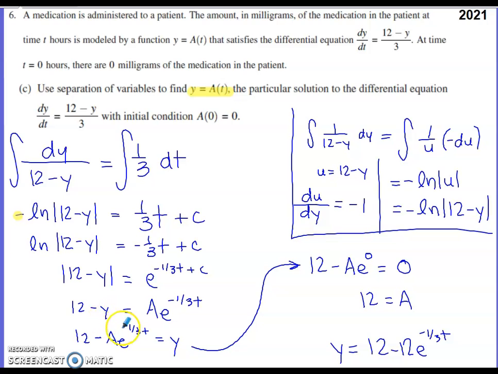And then to solve this for y, I added the y to the right, subtracted e to the negative 1/3 t from the left, and had my general solution, but I wanted a specific solution. So I have this ordered pair. When time is 0, the amount of medication is 0 milligrams. So I put 0 in for t, I put 0 in for A.